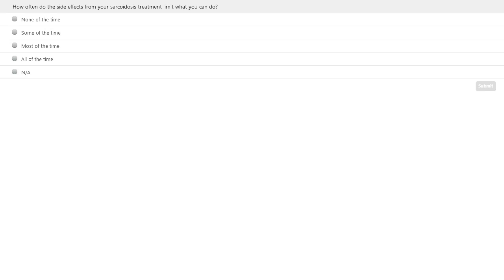So, when we're talking about treatments, unfortunately, as I mentioned, there's lots of side effects. And so it would be helpful if you all can let us know how often do the side effects from your sarcoidosis treatment limit what you can do? Never? Some of the time? Most of the time? All of the time? Or if you're not on treatment, not applicable? You can maybe go ahead and answer those questions now. We'll give you a couple seconds.